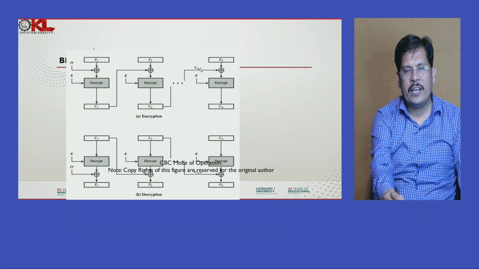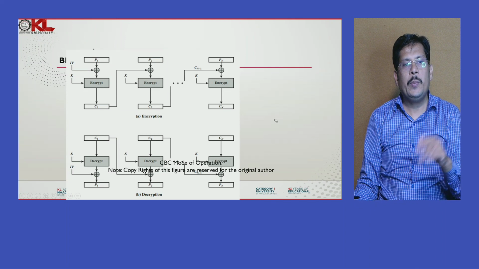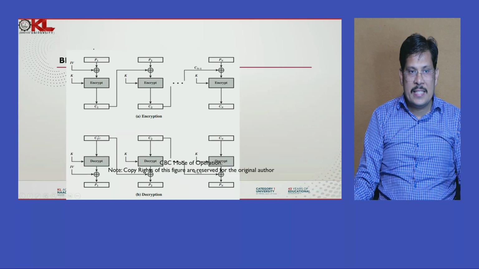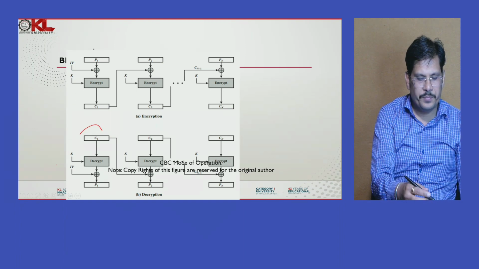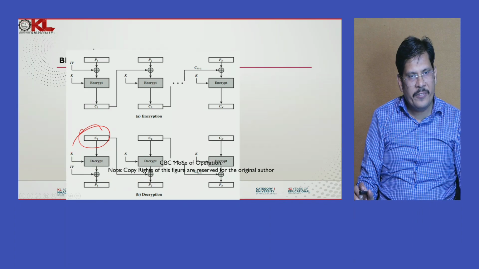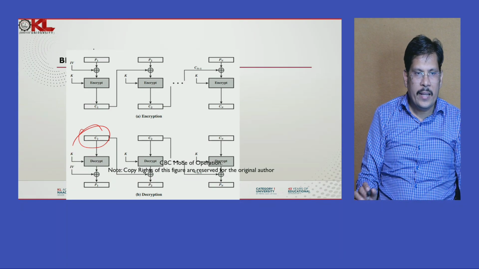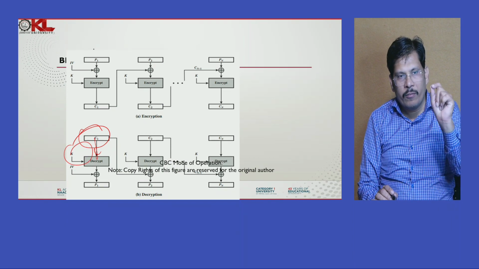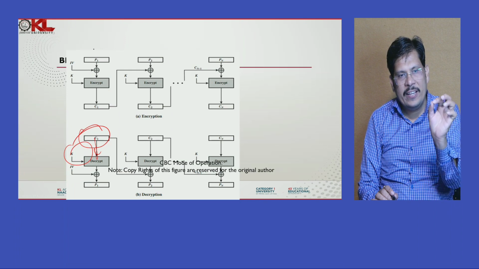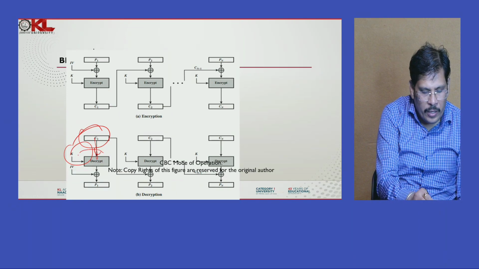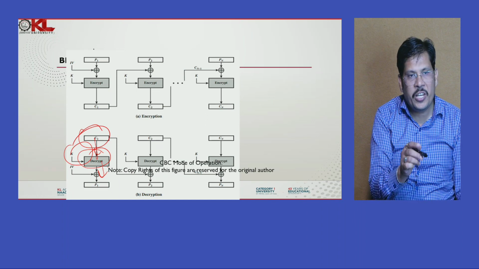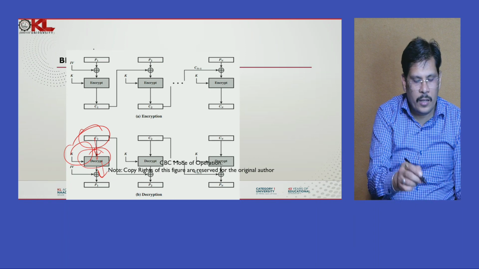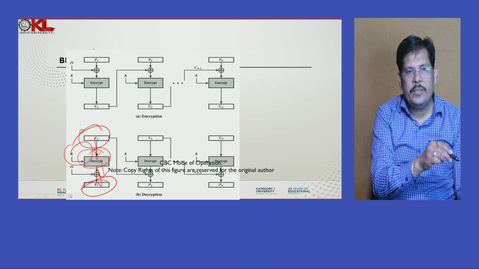Now we are moving towards the decryption. What is the process of decryption? For decryption, C1 is the ciphertext, and it will be decrypted using key K. The output we get after the decryption will be XORed with the initialization vector IV, and we will get the plain text P1.